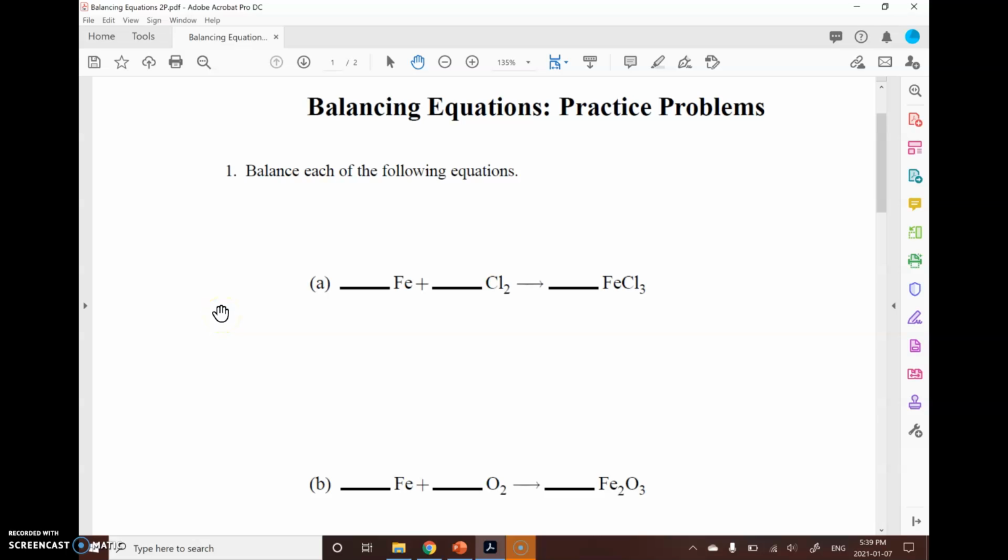Hello everyone, I'm going to go over balancing equations. This is the worksheet. Now today during class we went over this all together.